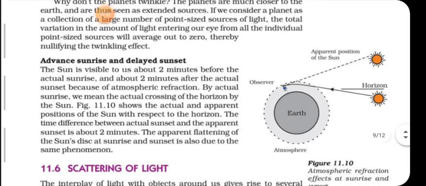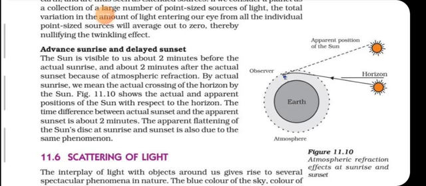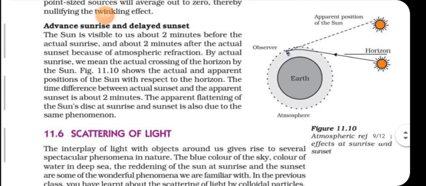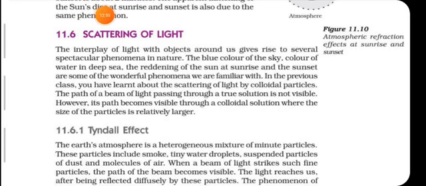Fine students, the apparent flattening of the sun's disk at the sunrise and sunset is also due to the same phenomena. I hope you are clear with this. Fine. So if you are clear with the twinkling of the stars, why planets do not twinkle, and at last the advanced sunrise and the delayed sunset, let us move on to the next topic, the scattering of light.